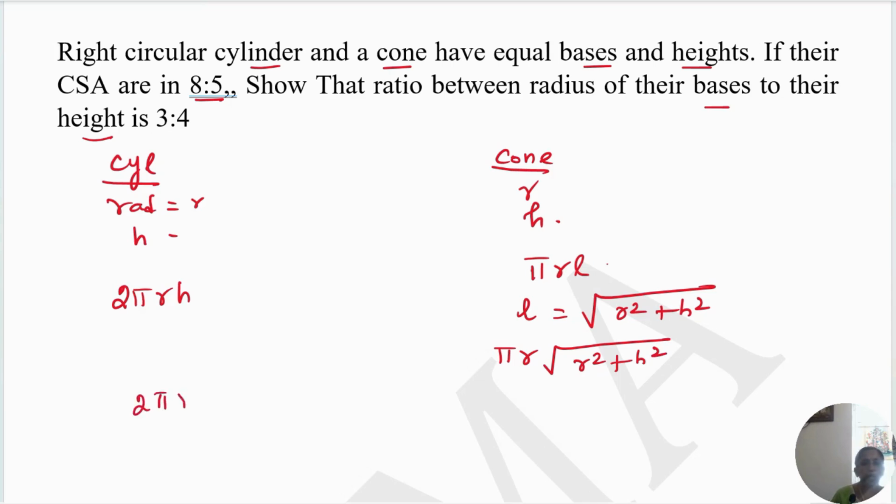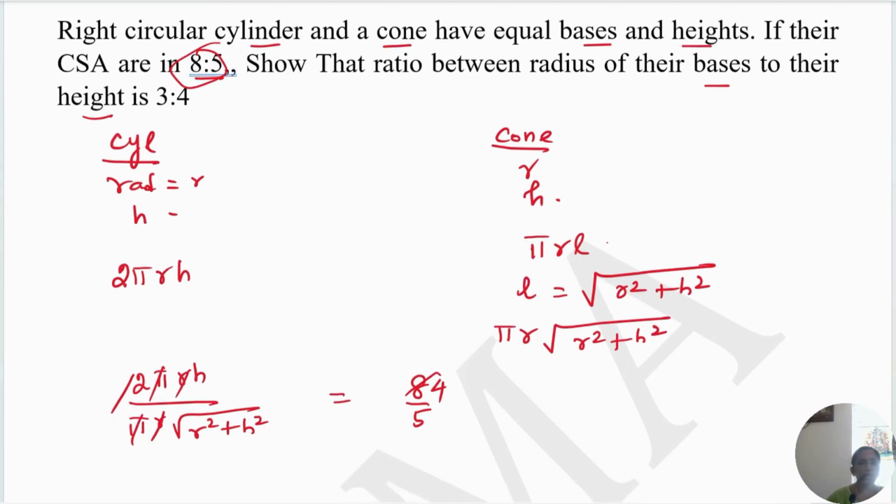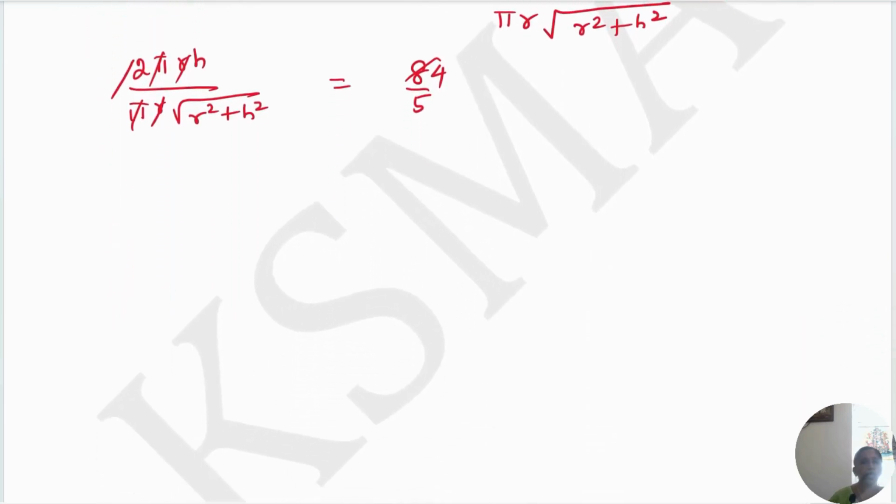So 2 pi r h divided by pi r into root of r square plus h square is equal to, it is given as 8 is to 5. So 8 divided by 5. Now pi and r will get cancelled and this 2 and 8 will get cancelled. So it is 4 by 5 now. So you can reduce your answer: 2h divided by root of r square plus h square is equal to 4 by 5.